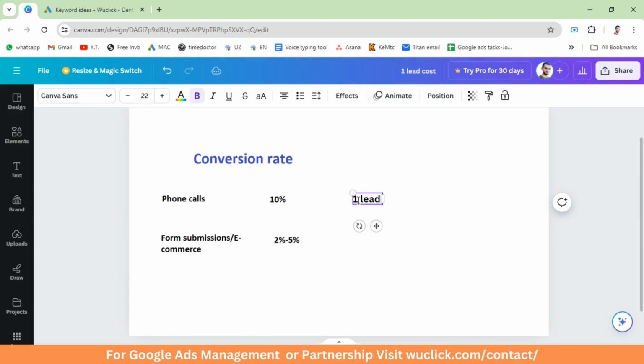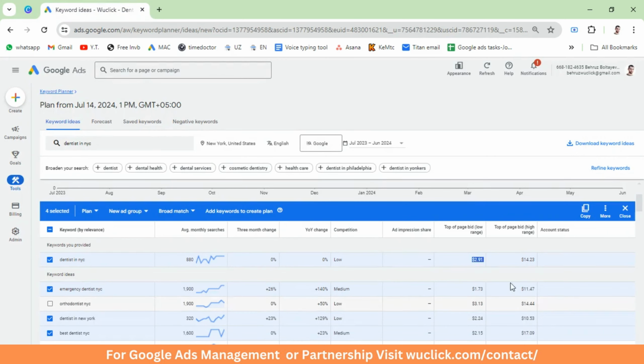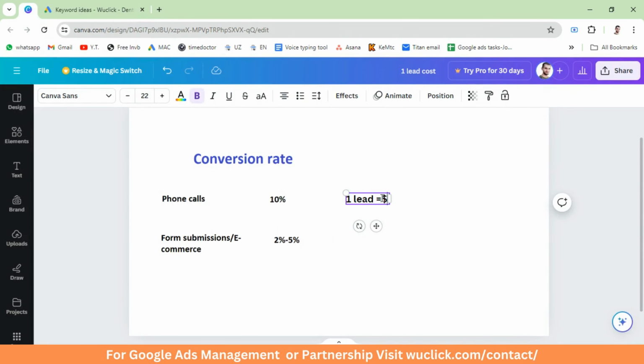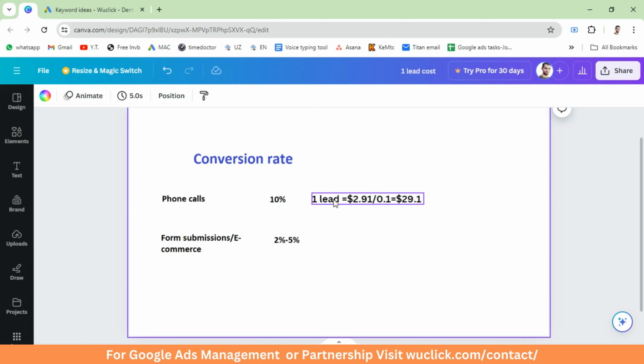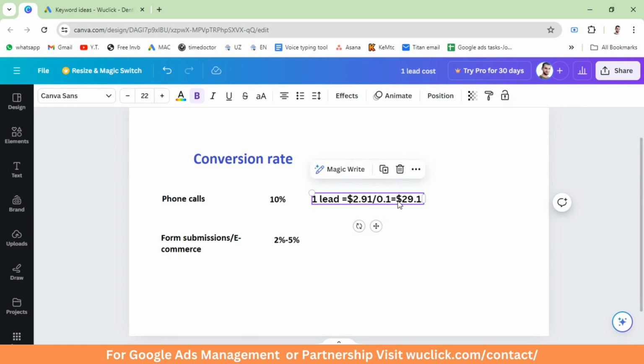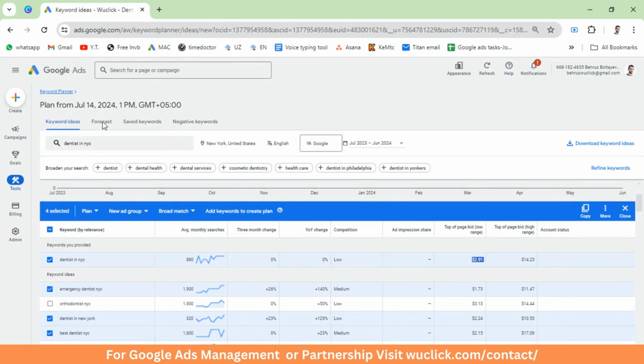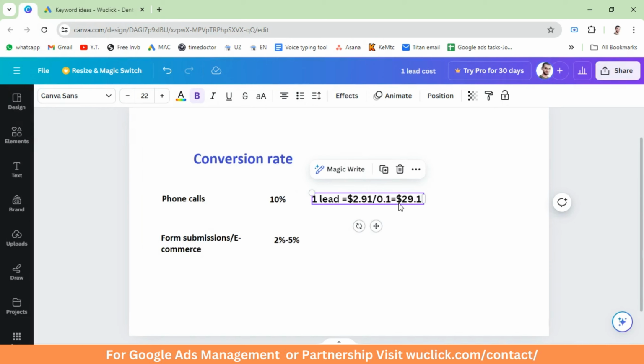So one lead equals the cost per click, which was $2.91. That was the cheapest, and we're going to put that number here. $2.91 divided by 10%, which means dividing by 0.1, equals $29.10. So to get one lead, or one phone call, you should expect to spend at least that amount. It is for those specific keywords and this specific industry. Some keywords might be 10 times more expensive, or the cost might be different.